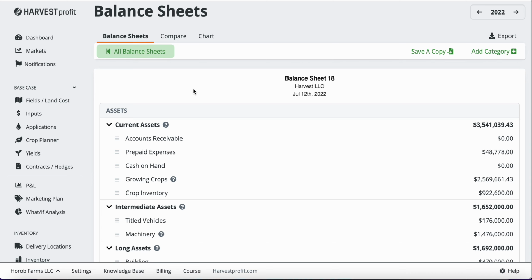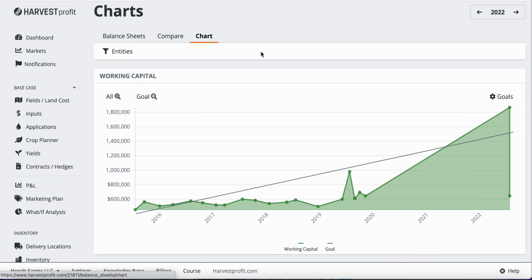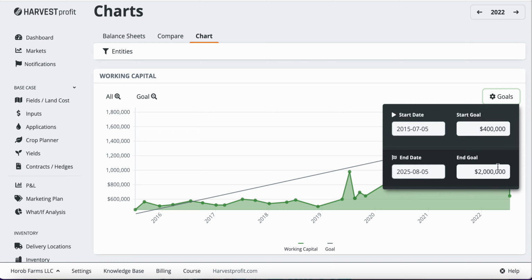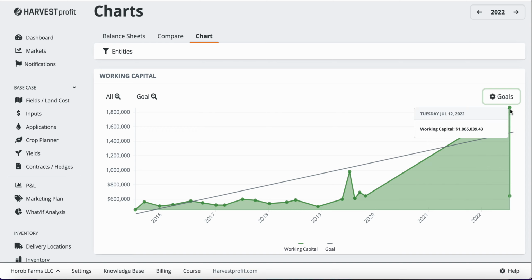One example of that is that we give you the ability to set working capital goals. For my farm here, I had a goal of growing from $400,000 of working capital to $2 million of working capital over a 10-year time frame. And here's where we're at today. Obviously, these are fake numbers, so take it with a grain of salt. But as you can see, we have our actual working capital numbers plotted against a goal line. We can see that even after commodity prices have gotten smoked the last 2 days, we are still above our long-term working capital goal.